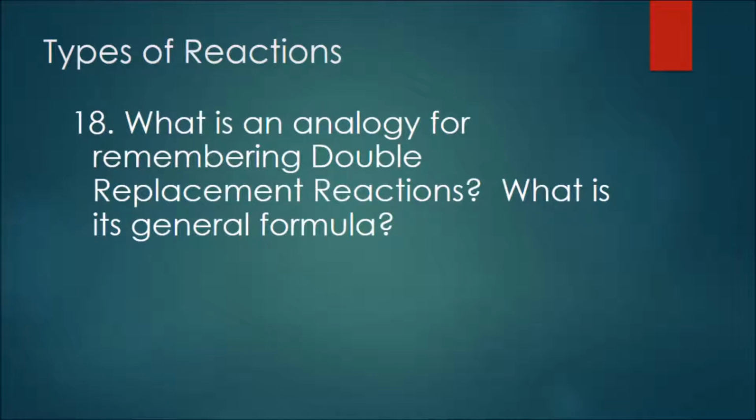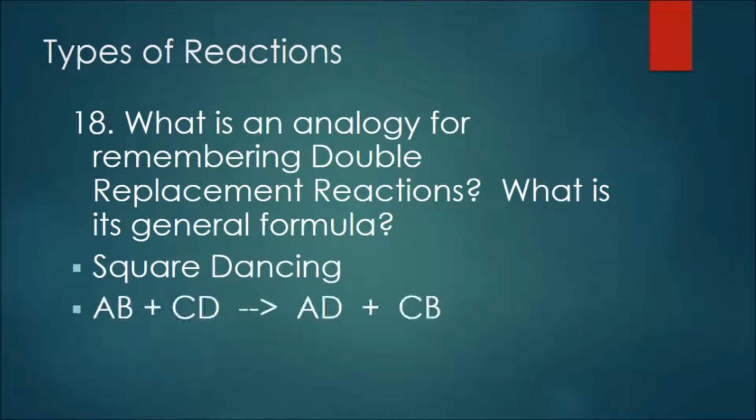Number 18, what is the analogy for double replacement? Square dancing. And what do you have? You have Zach and Maddie and Christian and Emma. And then on the other side, you have Zach and Emma and Christian and Maddie. They switched partners.